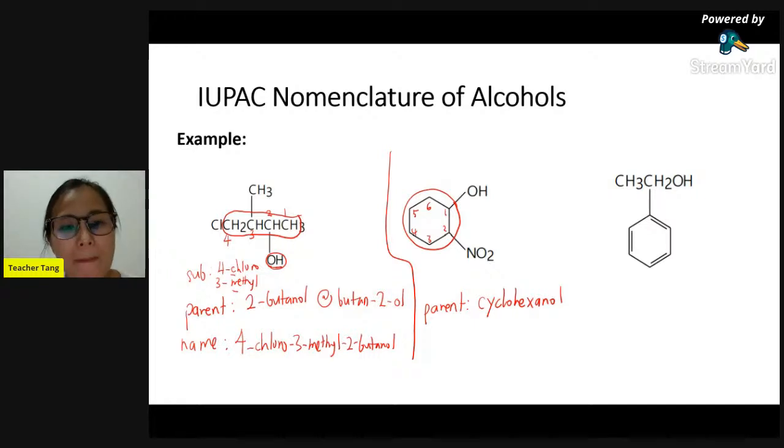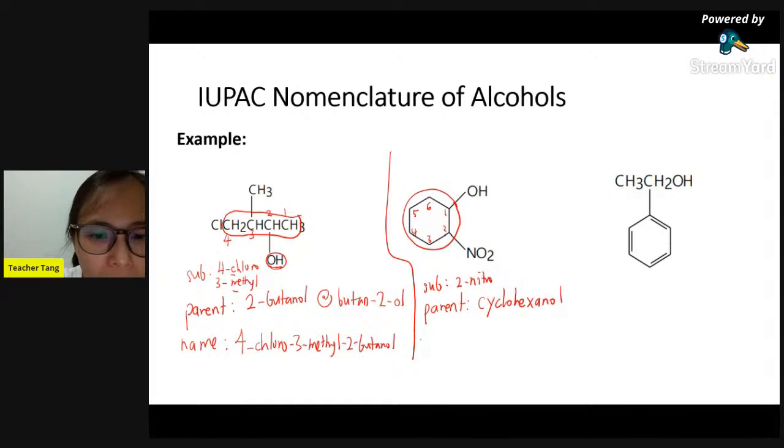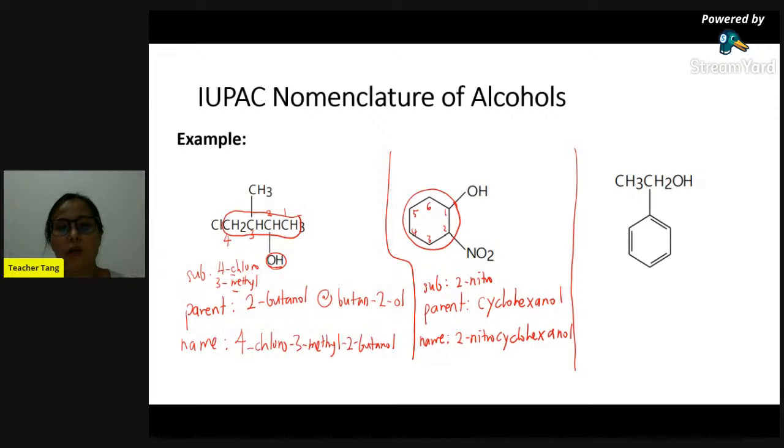We don't need to put the 1, because by the rules, the carbon that the hydroxyl group is attached to must be number 1, the lowest possible number. And then for the substituent we have 2-nitro. Therefore, this alcohol is called 2-nitrocyclohexanol. Then now we move on to look at the third example.